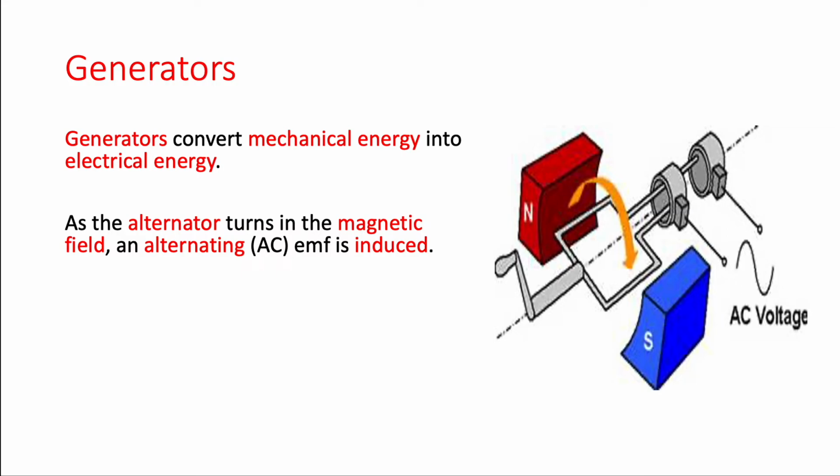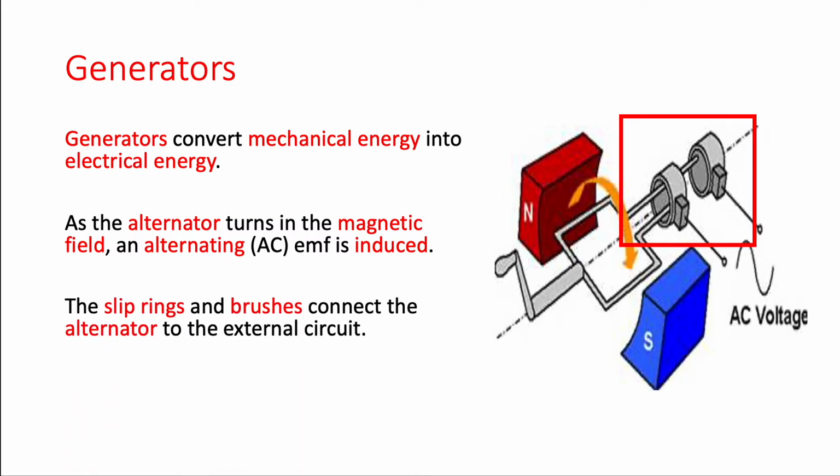Now again, you'll notice that there's a similar kind of thing in the generator, which looks maybe a little bit like a split ring commutator. It's not. These are what we call slip rings. And slip rings are required in order to pass the electricity from the generator to an external circuit. If we didn't have the slip rings, then we wouldn't have any kind of path for the electricity to travel down. Now, we have another set of brushes here.